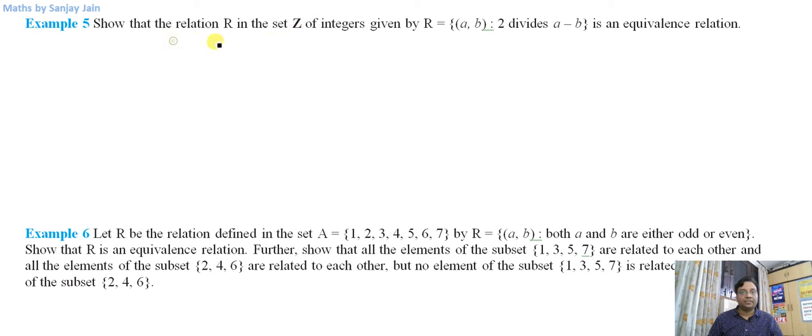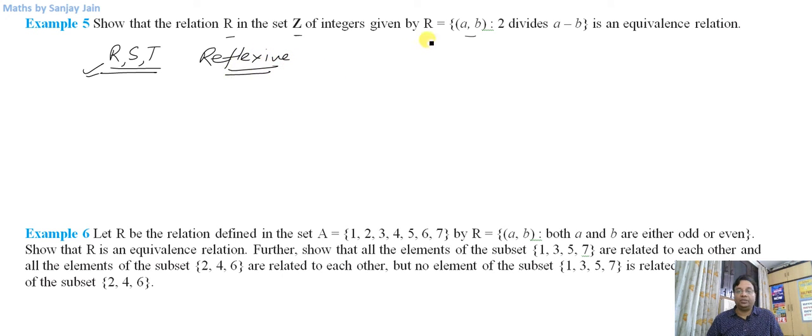Show that the relation R in the set of integers given by (a, b): 2 divides a minus b is an equivalence relation. For it to be an equivalence relation, it should be reflexive, symmetric, as well as transitive. First of all, let's work on whether it is reflexive or not.